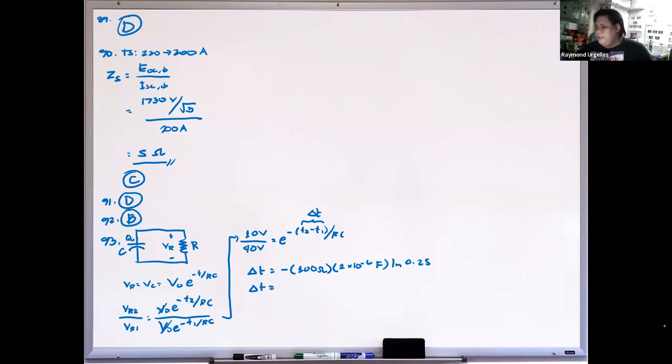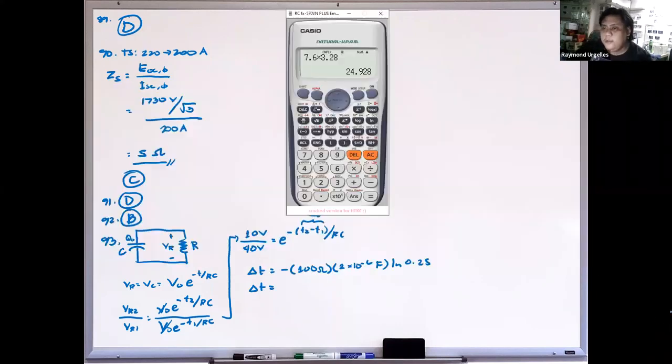When we solve this, we have negative 100 times 2 times 10 to the negative 6, multiplied by ln of 0.25, since 10 divided by 40 is 0.25. So we get 0.277 milliseconds. We have 0.277 times 10 to the negative 3.